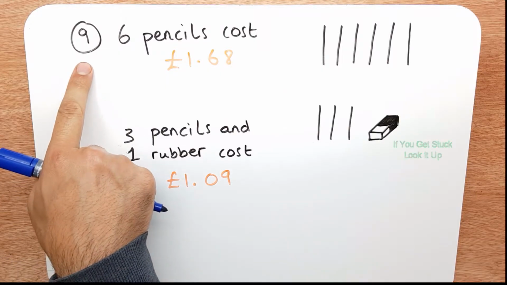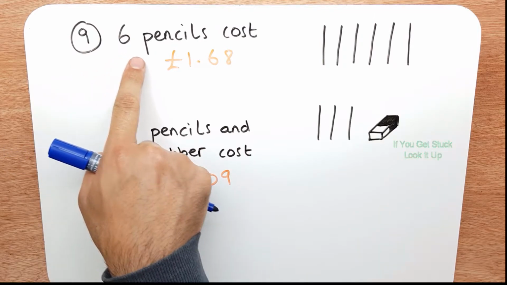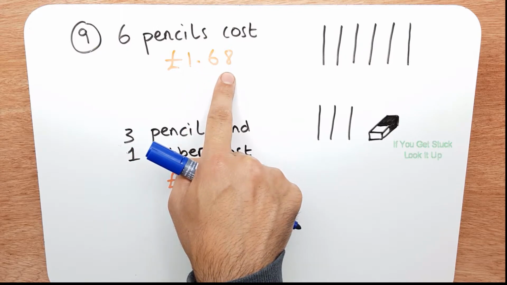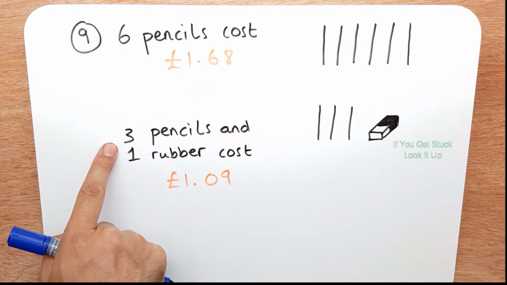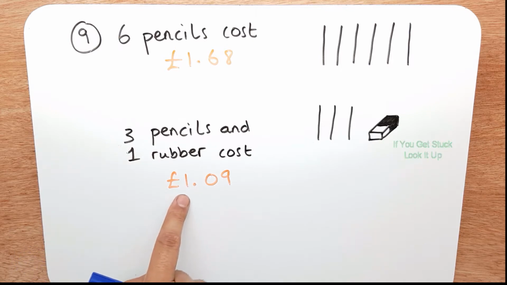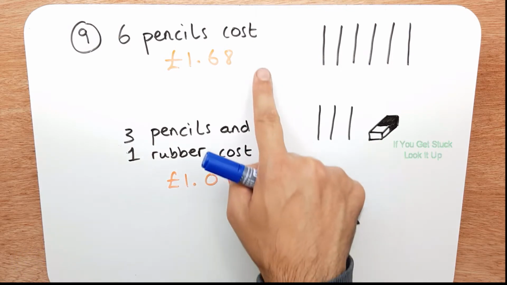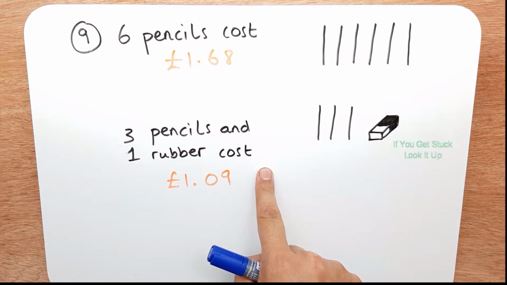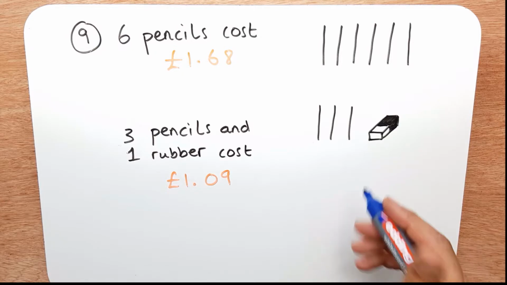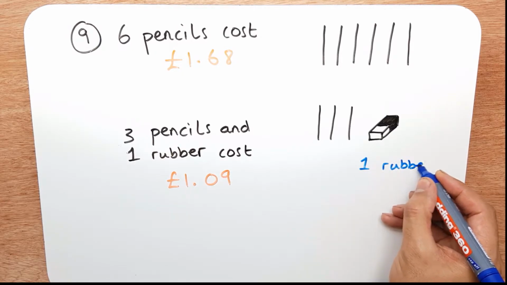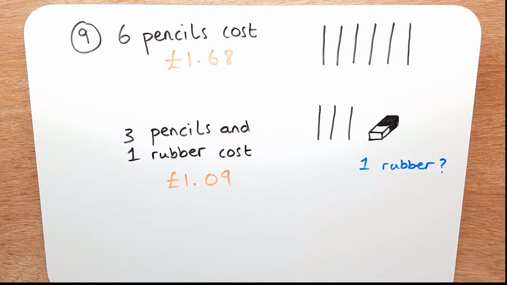Question 9 tells us that we have 6 pencils that cost £1.68, and we have 3 pencils and 1 rubber that cost £1.09. So this here is the information we're given, and we need to work out the cost of 1 rubber. We need to know how much 1 rubber costs.